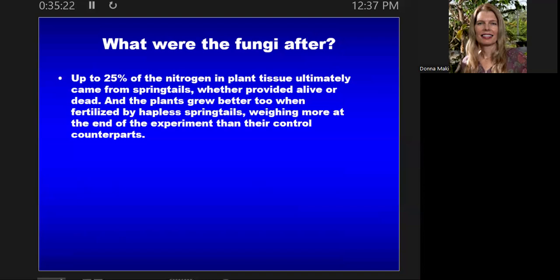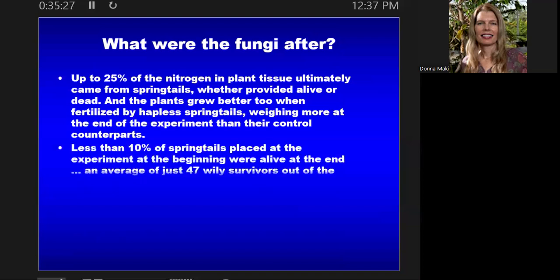The plants weighed more at the end of the experiment than their control counterparts. So this was something that they did not expect. Less than 10% of the springtails at the end of the experiment were alive, an average of just 47 wily survivors out of 500 that they started with. So it was an entertaining read, but basically this is kind of a serendipitous, what's going on here thing, where they started to realize that the mycorrhizal fungi have more aggressive ways to get access to nitrogen.